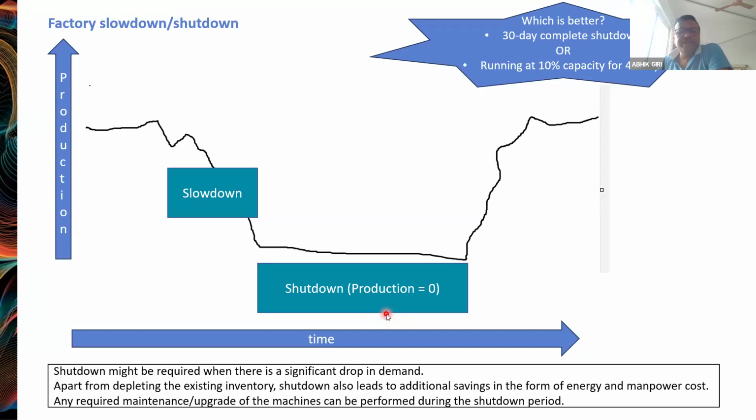Also, during this shutdown you can perform other planned activities. Sometimes some of the machines that you operate in the factory need to go through maintenance or some upgradation, so those activities can also be performed.